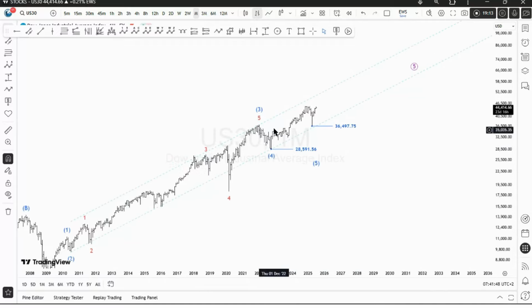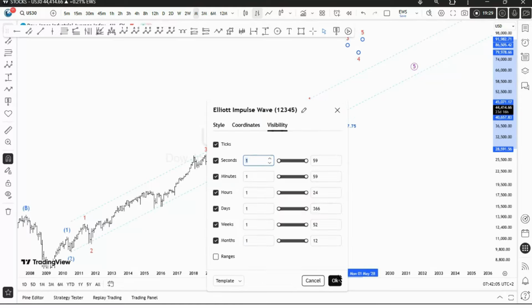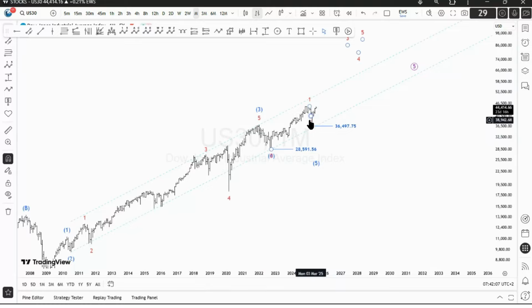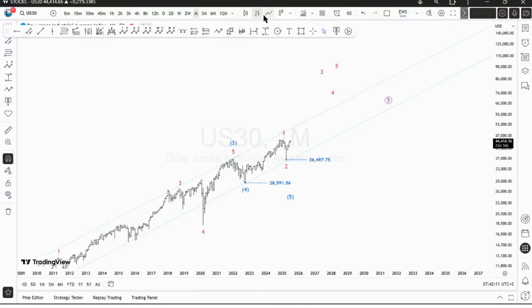So I think we had 1, 2, 3, 4, 5. Let me just highlight it for you. I think we have something like this here. 1, 2, 3, 4, 5. Of which degree? Of minor degree. So this super cycle is indeed coming to an end. Grand super cycle rather. Let me just go and check it for you. Yeah, 1, 2, 3, 4, 5, and we have a correction which it's saying is a zigzag here.